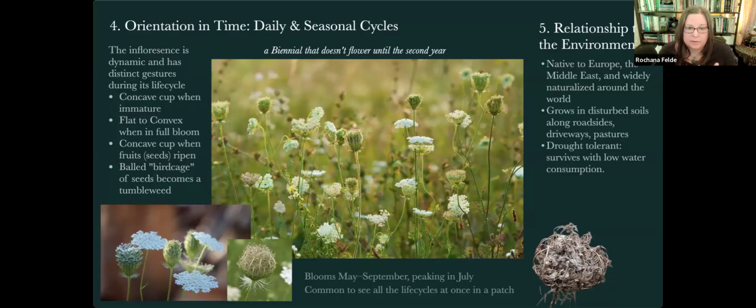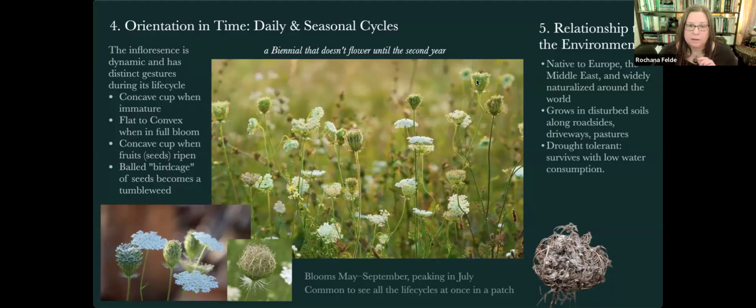and creates what they call a bird's nest or a bird cage with those bracts that I mentioned before that protects these seeds. And you'll see when it's in mid-bloom, so it's a summertime bloom. It starts around May and it's through September, but it's common to see all these different life cycles at one time in a patch of Queen Anne's lace.